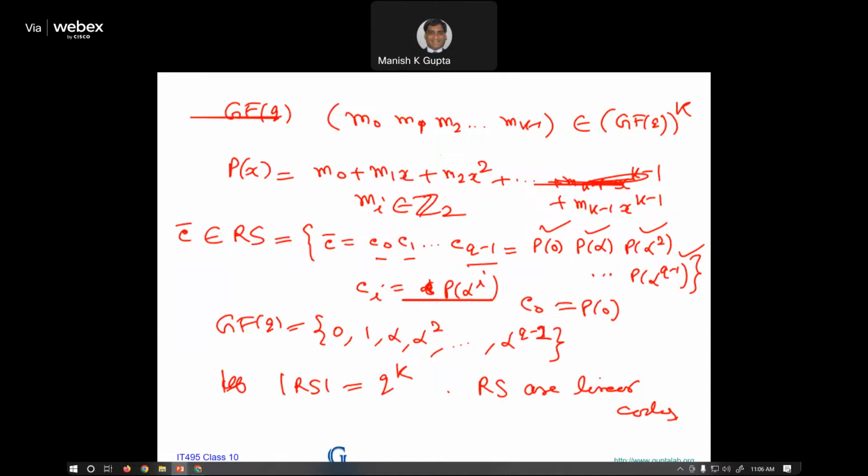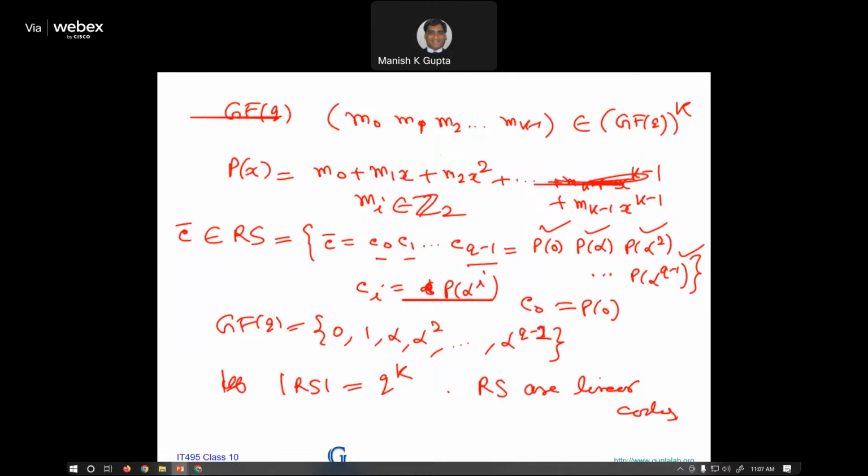Wider applications anyway. So you take message bits m0, m1, m2, mk minus 1 over a field with q number of elements. K bits are there. Now we form this polynomial known as the message polynomial. So let me type it here. Okay. So m0 plus m1x plus m2x squared and so on up to mk minus 1 x to the k minus 1 forms the message polynomial. Fine. That is a possibility.